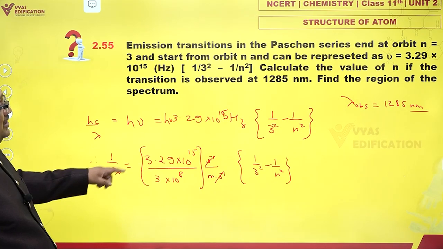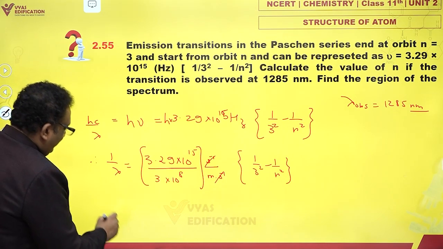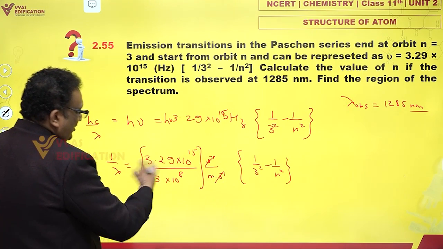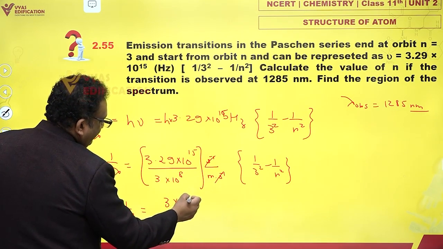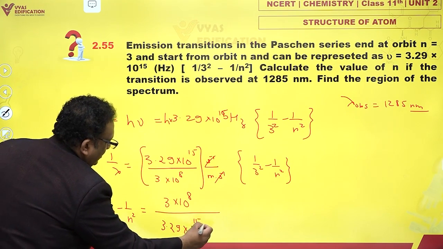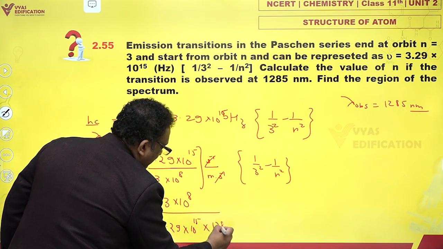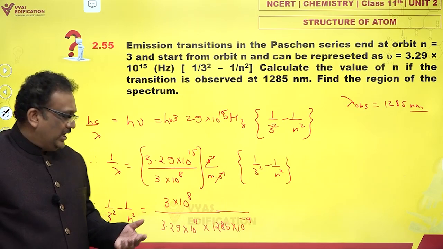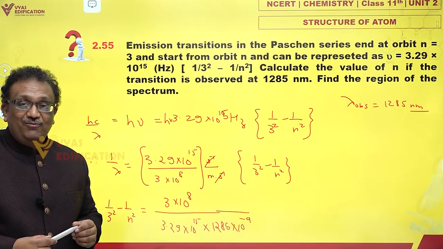And how much is this? This lambda comes out to be 1285 nanometer. Therefore, 1 upon 3 square minus 1 upon n square is 3 into 10 raised to 8 and 15 by 3.29 into 10 raised to 15 into lambda, which is 1285 into 10 raised to minus 9. All I'm supposed to do is the calculations and find out the value of n.